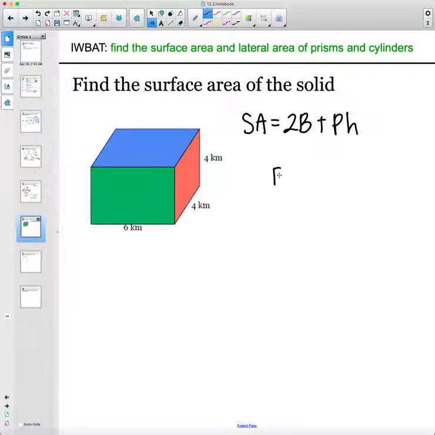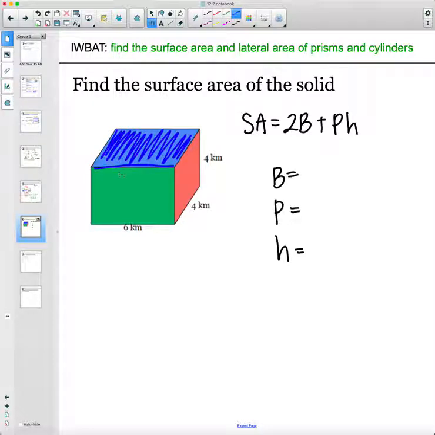So we need to find the area of the base, the perimeter of the base, and the height of the shape. Pick a base shape, whatever base you want, since they're all rectangles. I'm going to do the blue one as my base. This length right here is 6, and this length right here is 4.